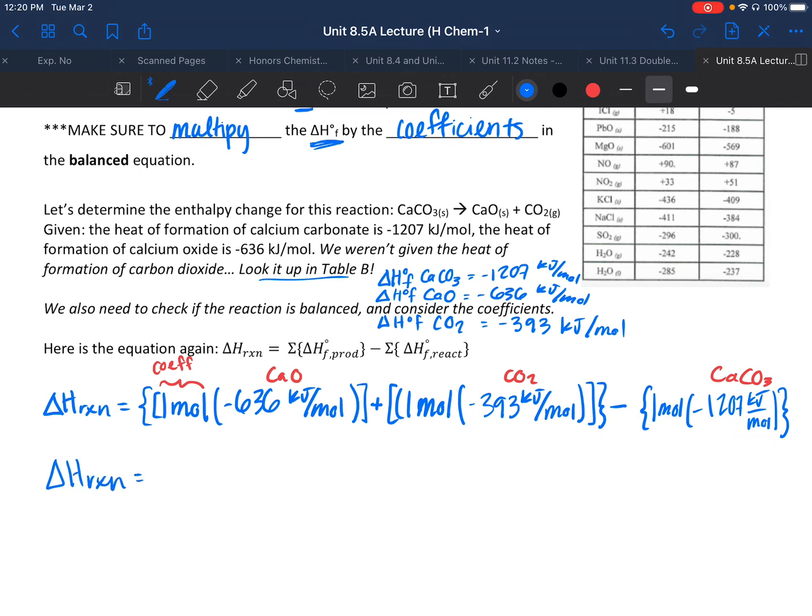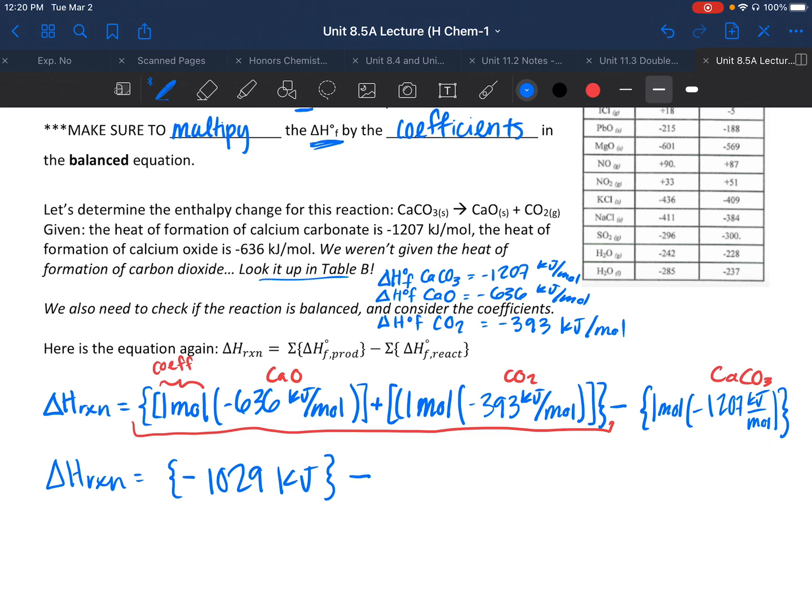If we were to have numbers, this is where I'd suggest to do all your multiplication and whatnot. I'm just going to simplify the product term. I'm going to put this in a different color. So I'm going to simplify the product term. If you do that, you get negative 1,029 kilojoules.